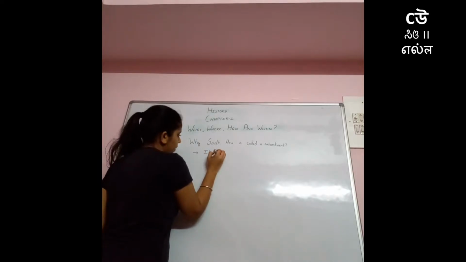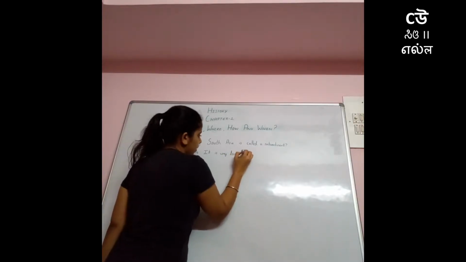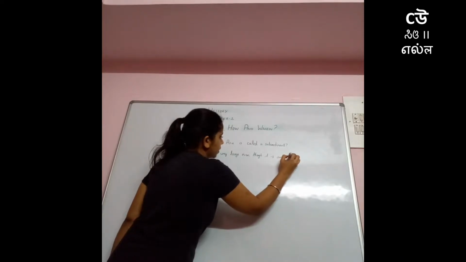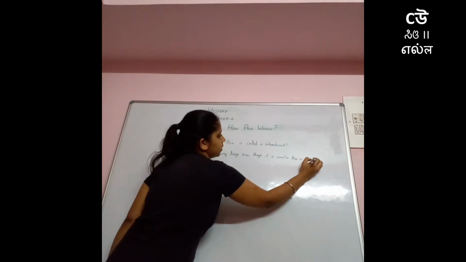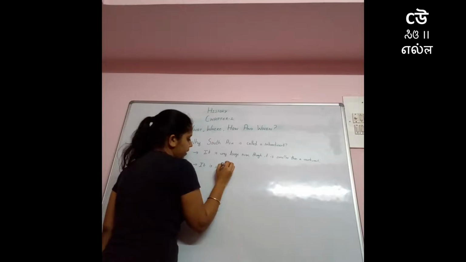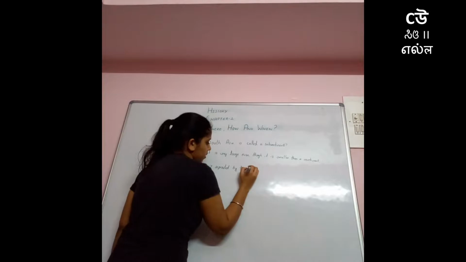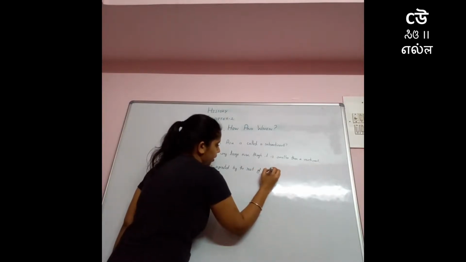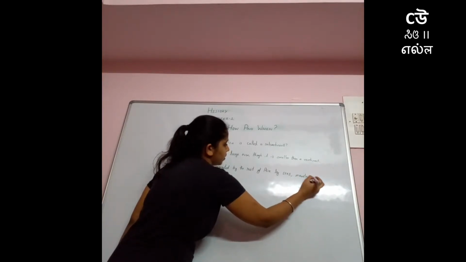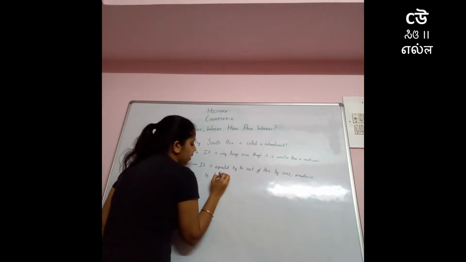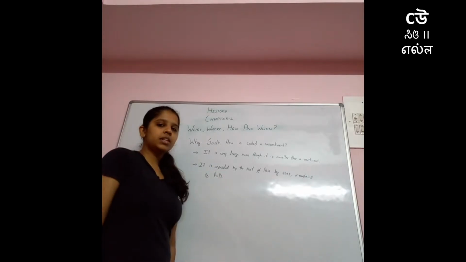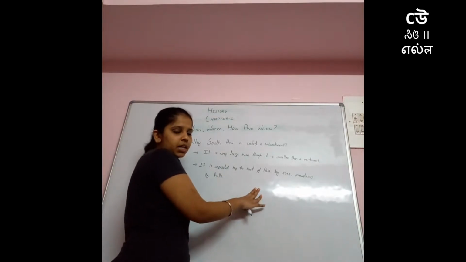It is very large, even though it is smaller than a continent. It is separated from the rest of Asia by seas, mountains, and hills. So South Asia is called a subcontinent. Why? Because it is very large, even though it is smaller than a continent, and it is separated from the rest of the Asia by seas, mountains and hills.